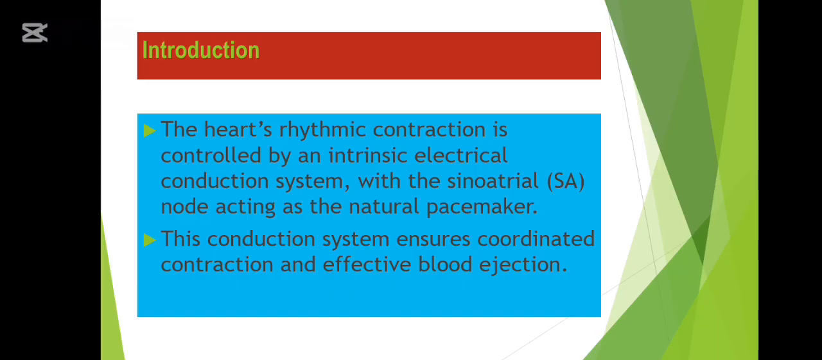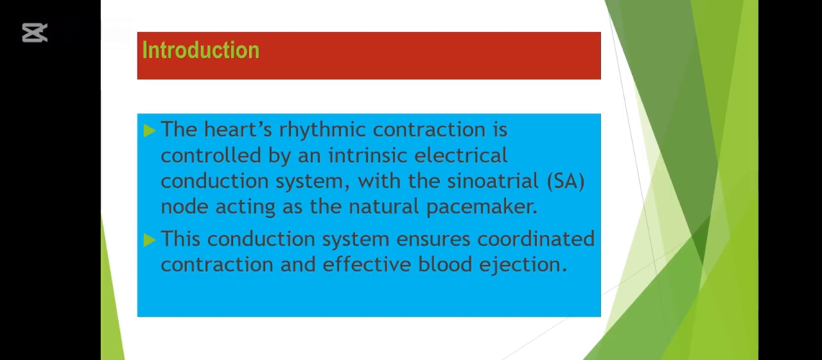This is an abbreviation, but the complete name is sinoatrial node. It is located in the right atrium near the opening of the superior vena cava. We are going to look at it. So this conduction system ensures coordinated contraction and effective blood ejection.